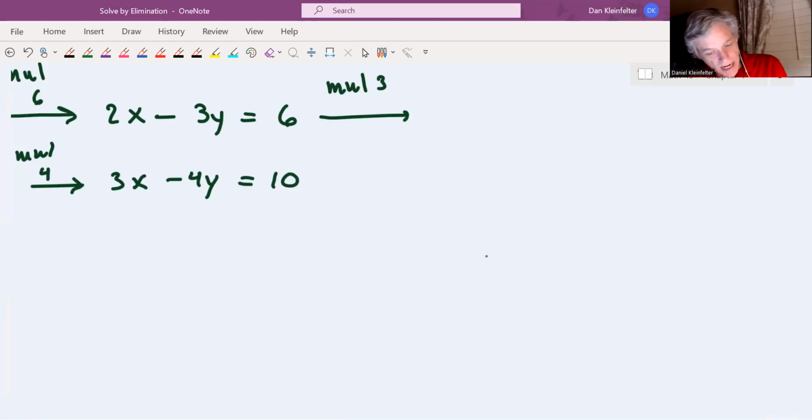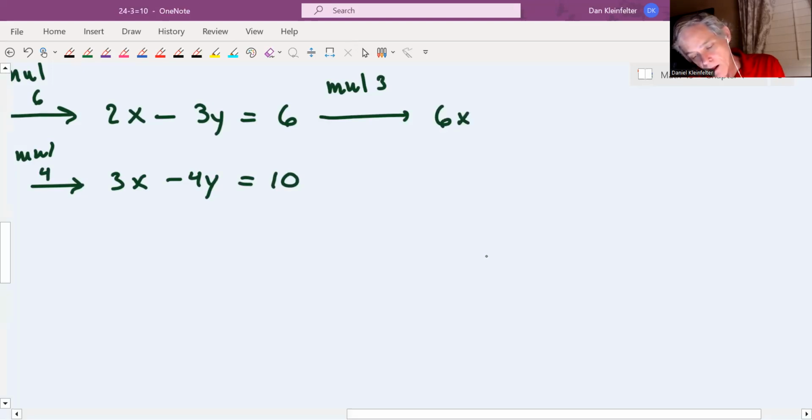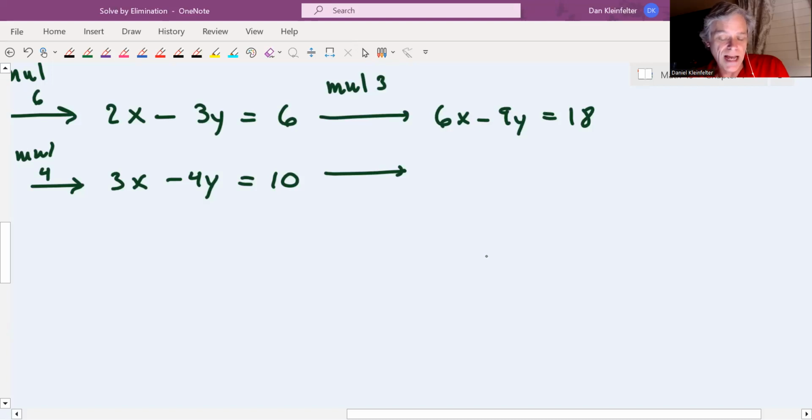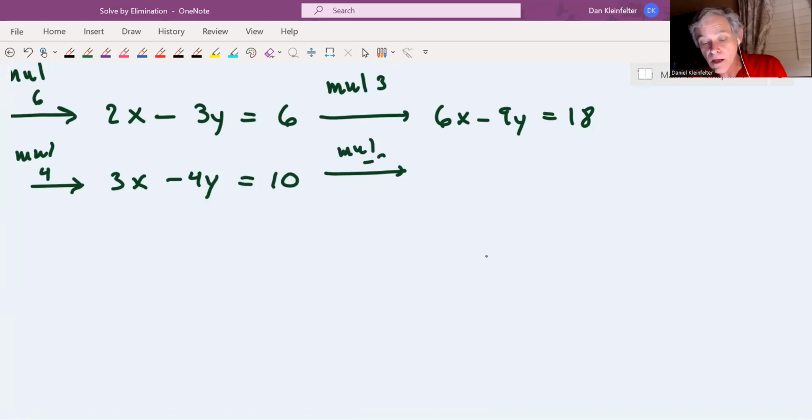This will give us 6x minus 9y equals 18. And then the second one, I needed to make it so that these x's cancel. So I'm going to multiply by negative 2. So we'll have negative 6x plus 8y, and then that's negative 20.